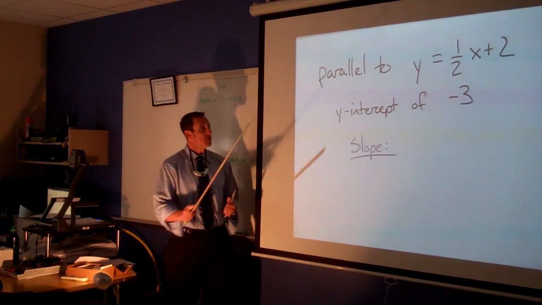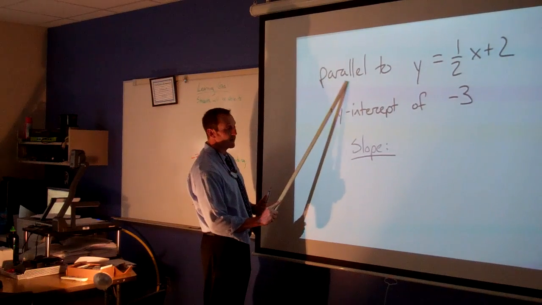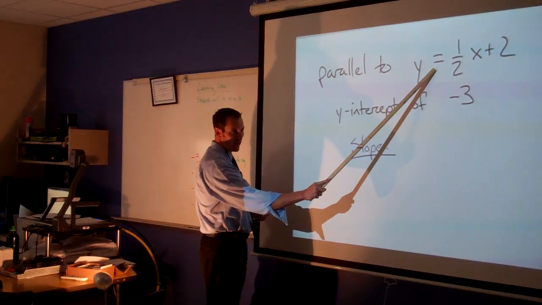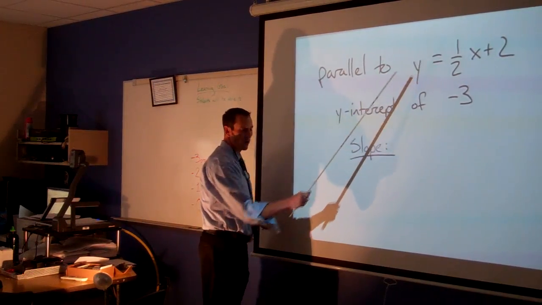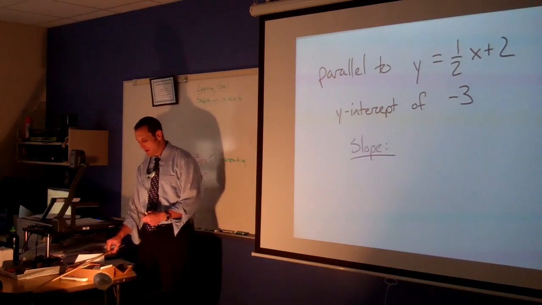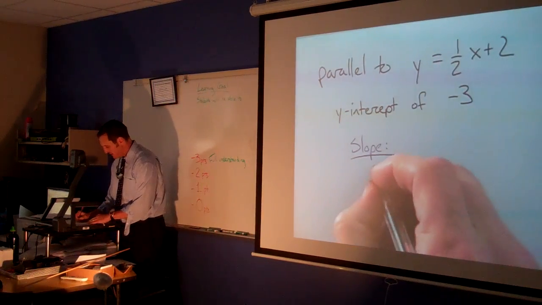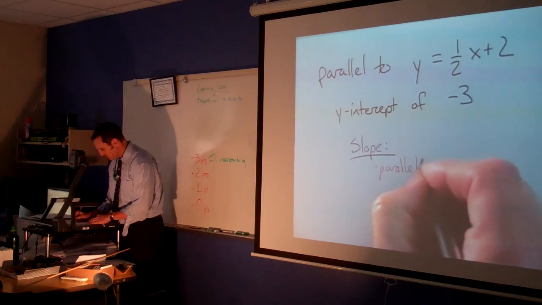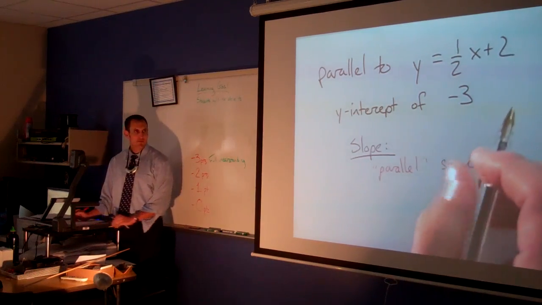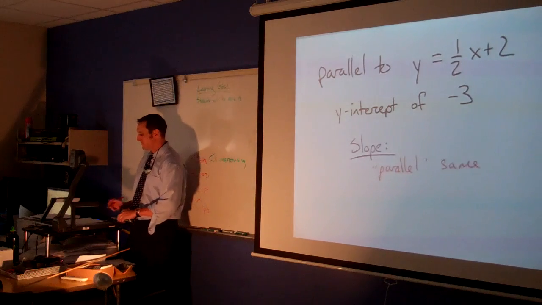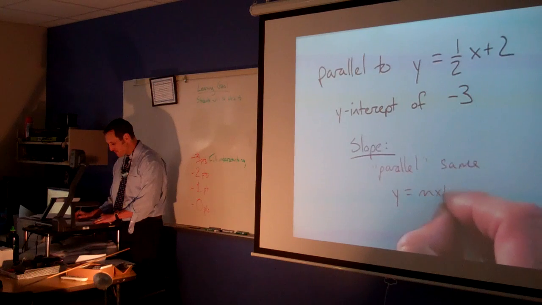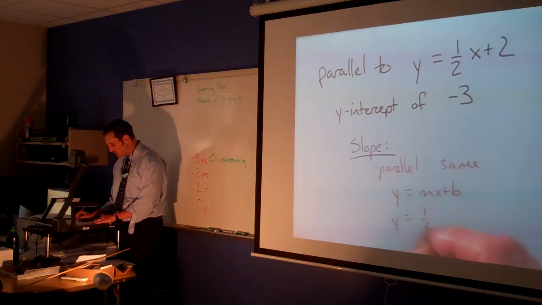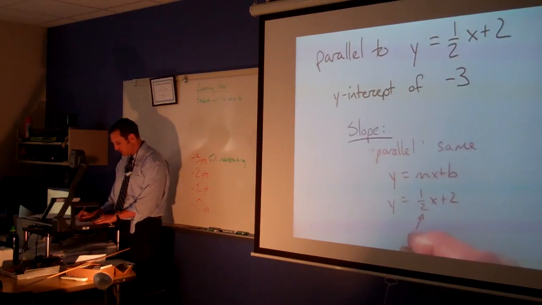Well, if the information we have says it is parallel to this equation, we need to think what slope is parallel to this equation. So remember that parallel means same slope. And we have to find the slope of this equation. The equation is in y equals mx plus b form, so the slope of this equation is 1/2. So here is our slope. That's the slope we need.